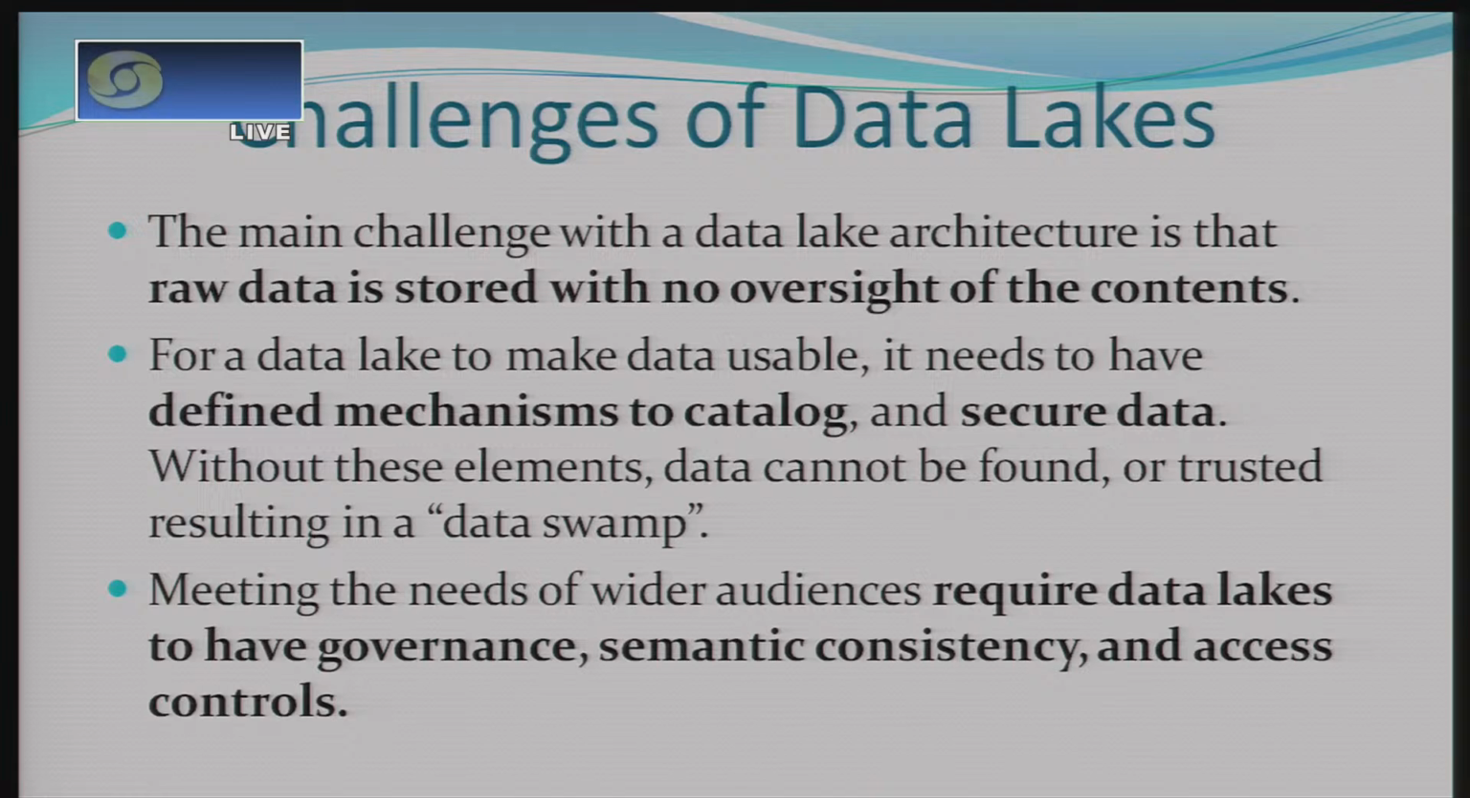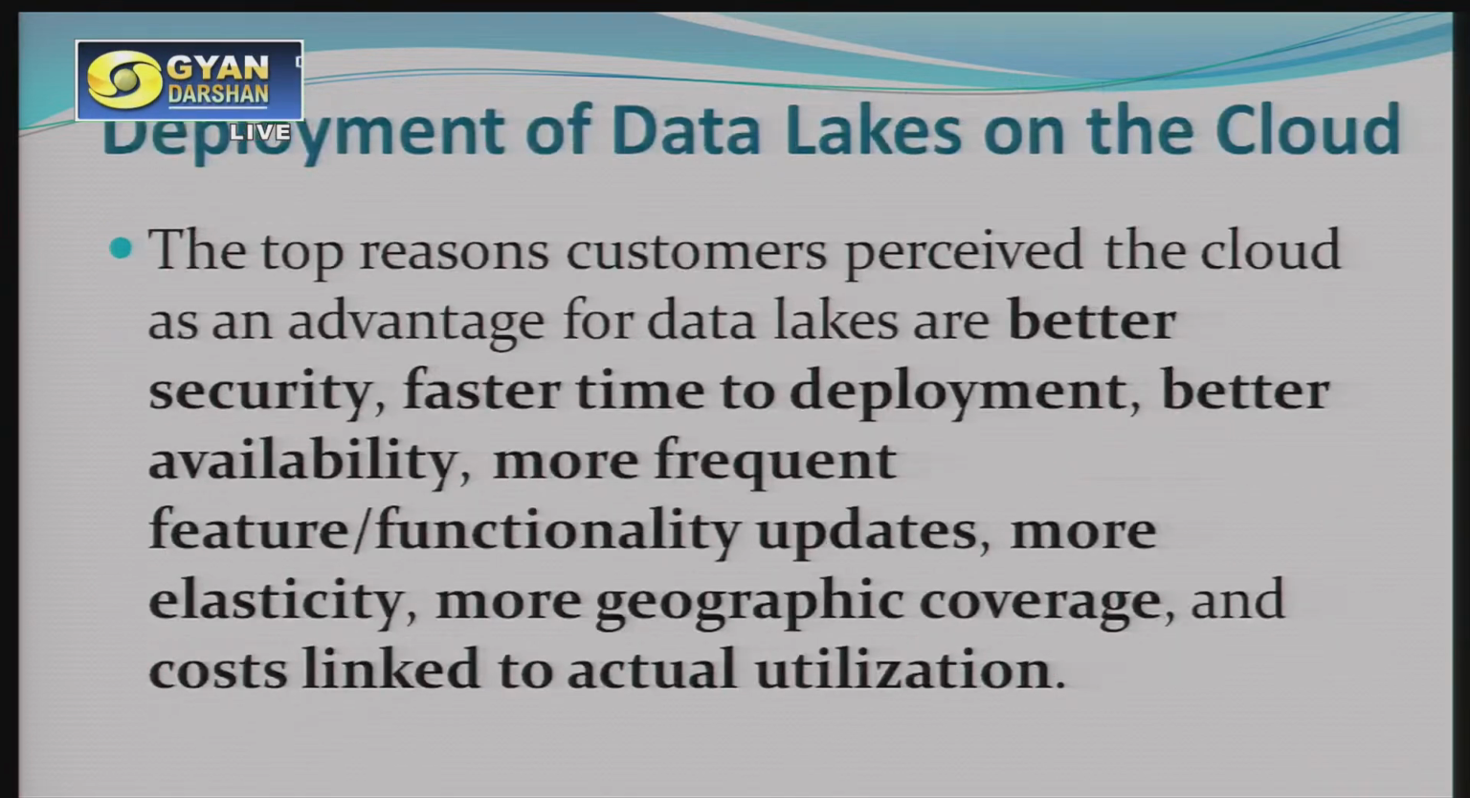This system needs to be in place, and semantic consistency and access controls need to be there. So you have to specify the access: to whom you are providing the access, to what extent, and to which data. All these things need to be taken care of. If you fail in the governance part or the access control part, then it will automatically lead to a kind of dump, or you can call it a data swamp.